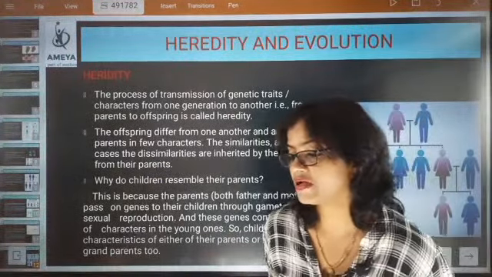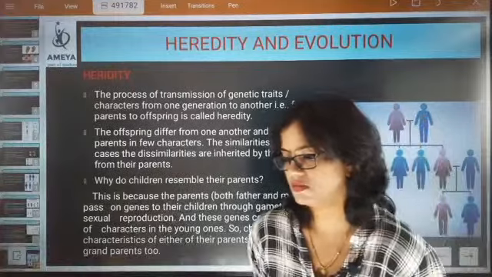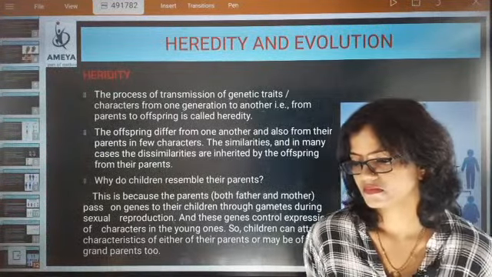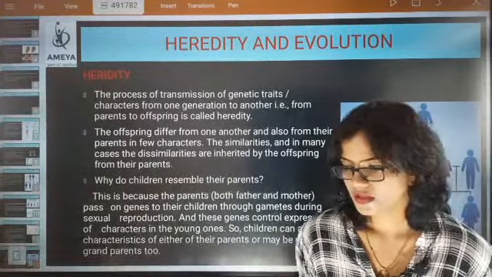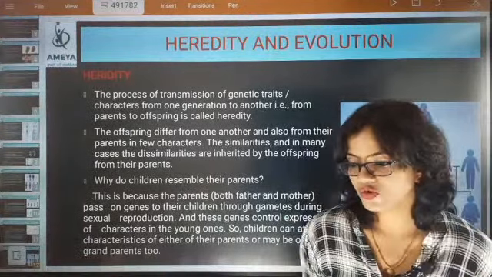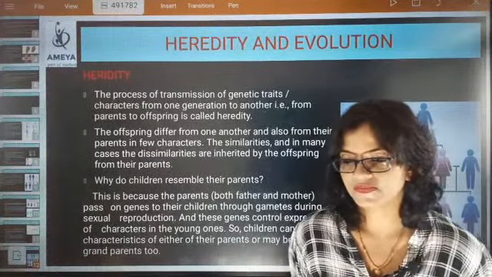Archaebacteria, eubacteria, blue-green algae.